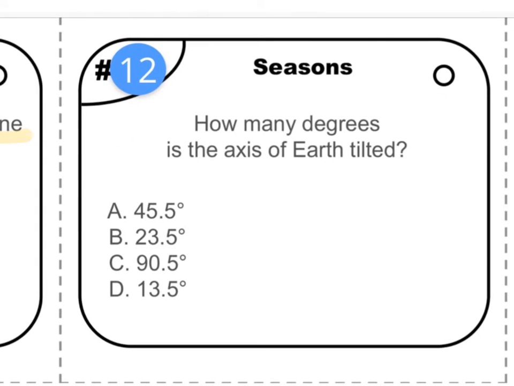Number 12. How many degrees is the axis of the Earth tilted? 45.5, 23.5, 90.5, 13.5, and the answer is 23.5.